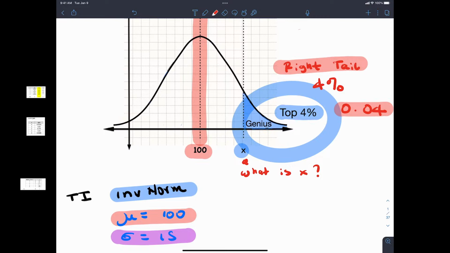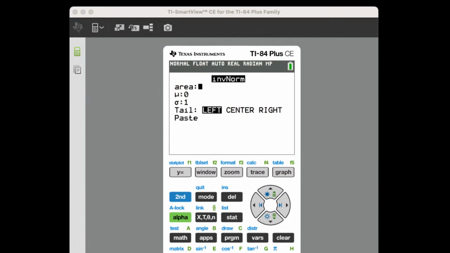So far, so good? So what do I enter in that TI? Well, you enter the area for the right tail being 0.04. You enter that being 4%. And then what do you go down to? What is mu? 100. What's sigma? 15. Well, what is 4% again? Is it the left tail? Is it the center? Or is it the right tail?